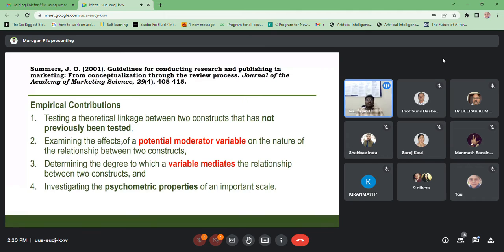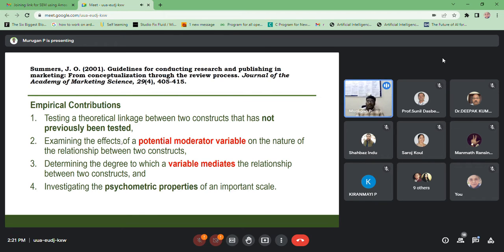Fourth point is investigating the psychometric properties of an important scale. So basically here, suppose you are doing some kind of scale refinement work, or scale development work, where a scale for measuring a construct already exists. Maybe a unidimensional scale is available for measuring a construct. Now you are trying to provide a multidimensional conceptualization. Even that can add some value to your manuscript. In turn, you can advance the literature, and you can also enhance the empirical contribution in your manuscript. These are some of the ways.